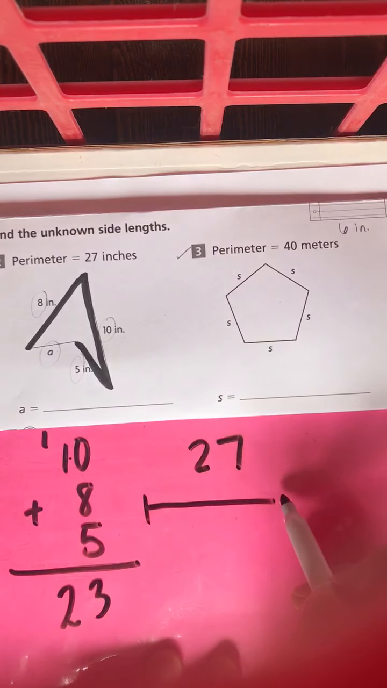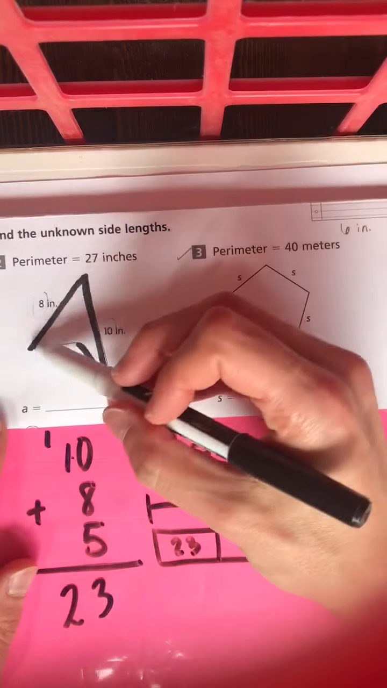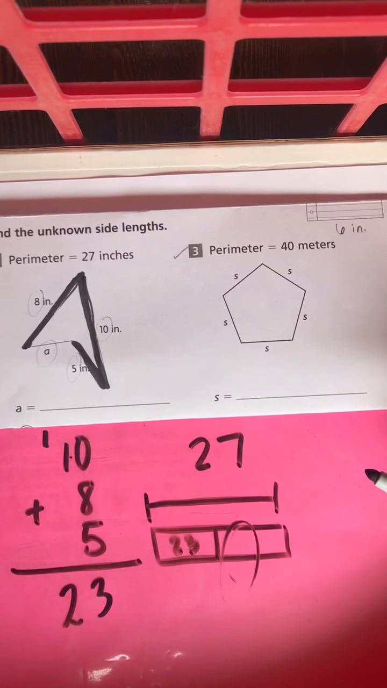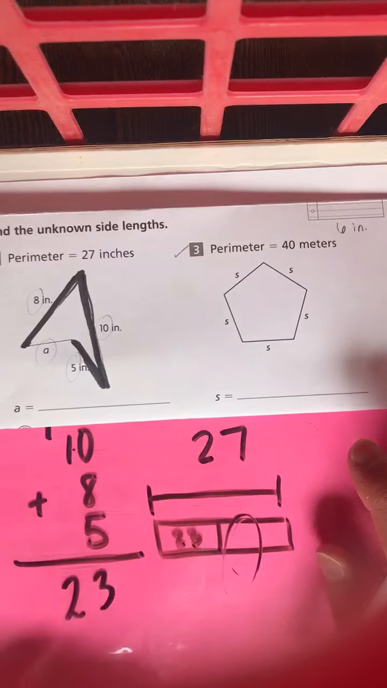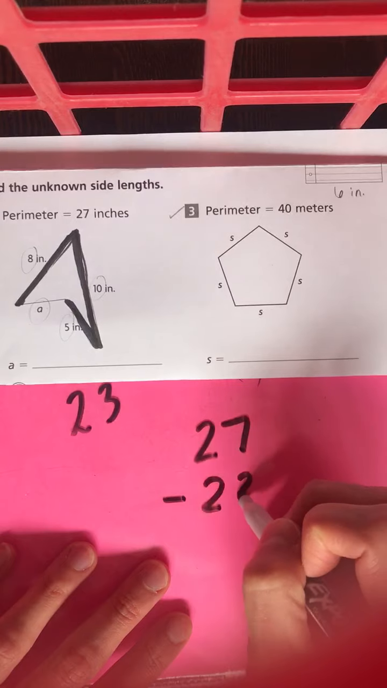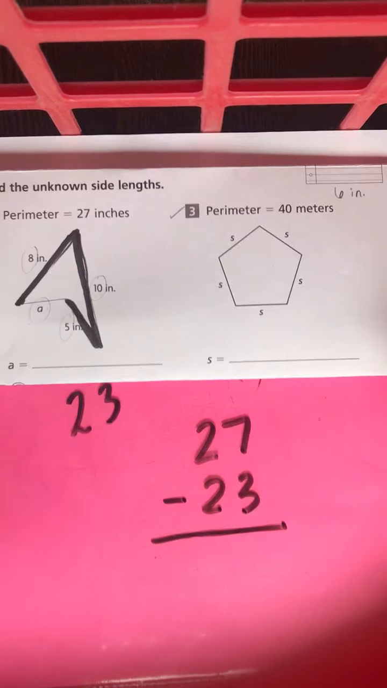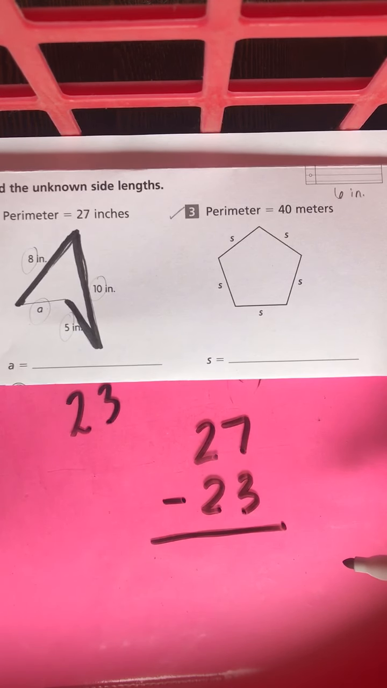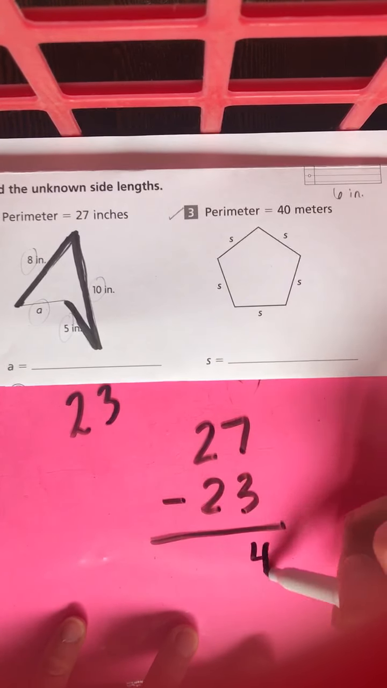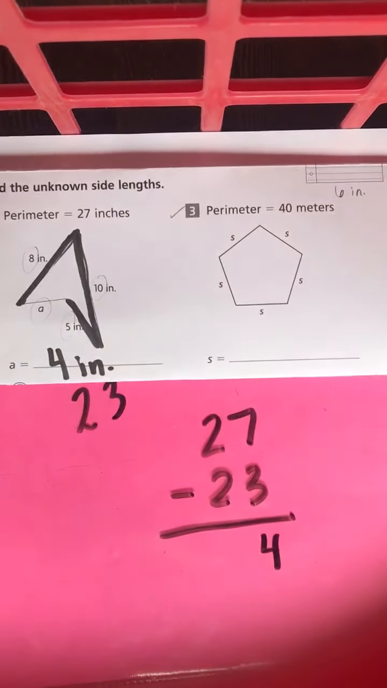So I'm going to think of it like a part-whole again. I know some, or part, of my perimeter is 23. What's my missing part? How will I find my missing part? If you said subtract, you are absolutely right. So we're going to take our whole perimeter, we're going to subtract off what we know, and we're going to use that to find our missing part. Pause and solve that for me. Okay, friends, great job. So 7 minus 3 is 4, and 2 minus 2 is 0. So A is equal to 4 inches.